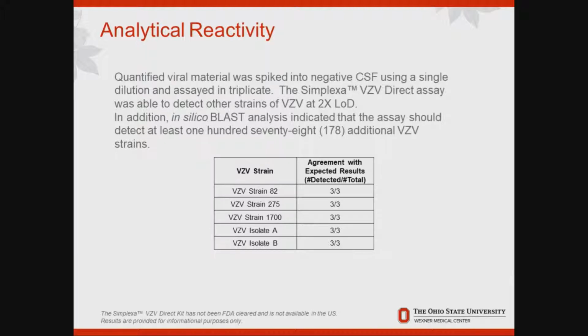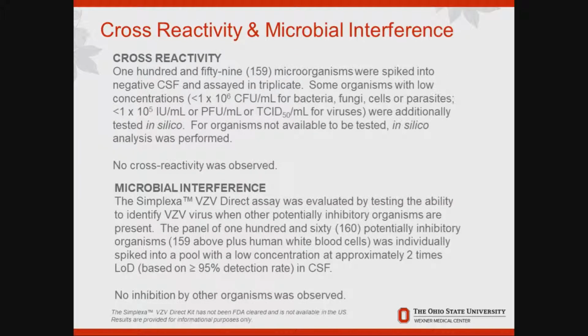And they also did, I believe, about 178 additional strains in silico BLAST analysis to see that these other strains at the primer probe region were well covered as well in silico.